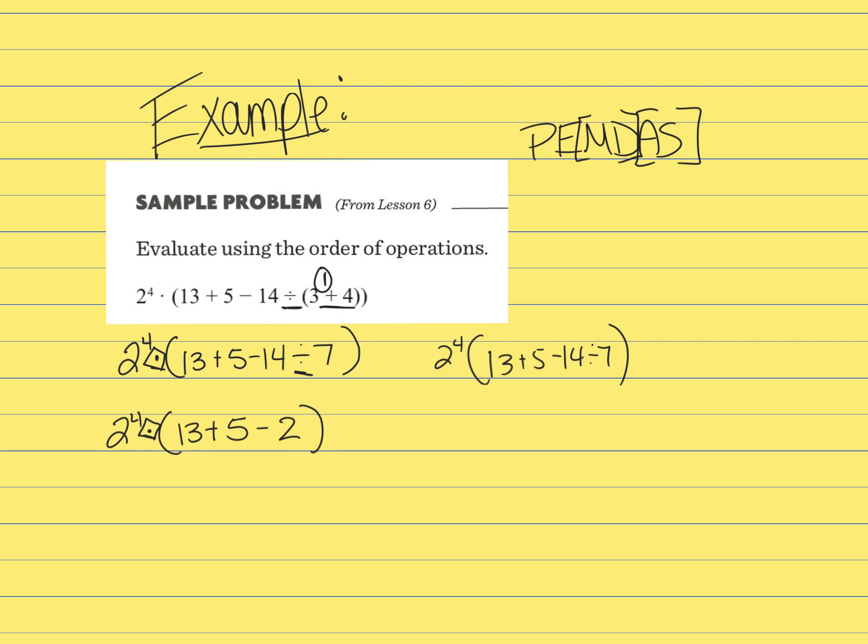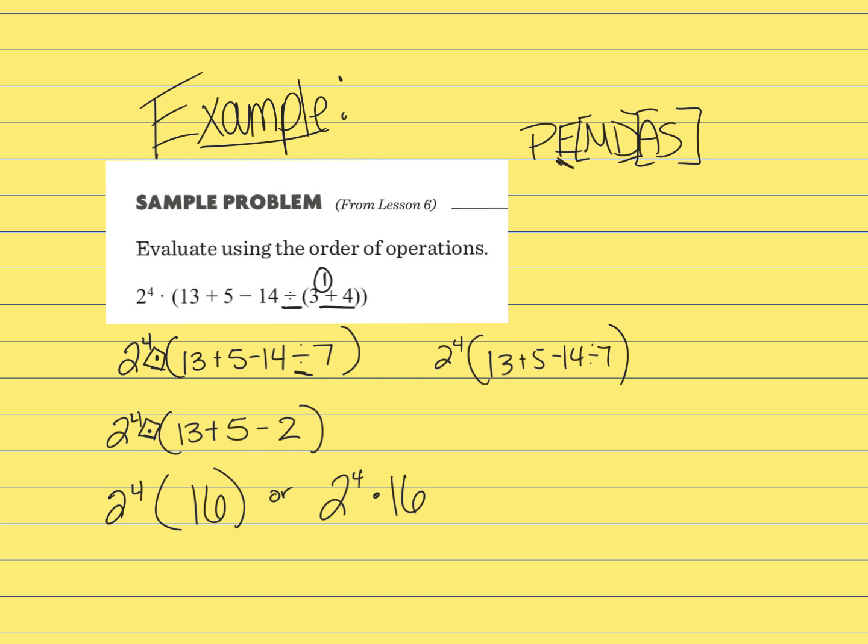All right, so we did our division. There's nothing else within the parentheses that takes precedence. So now we're going to go in order from left to right. So I'm going to rewrite my 2 to the 4th power. I have 13 plus 5, which is 18, minus 2, which is 16. You don't need to write the parentheses. You can. It's not going to hurt anything at this point. So I could write this as 2 to the 4th power times 16. Either way is acceptable. Okay, so I did the parentheses.